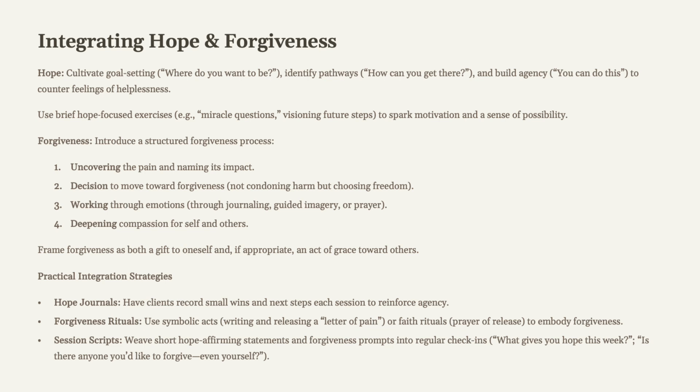First, uncover the pain, right? Have them name the pain and how it may have impacted them. Then help them move to a decision of forgiveness, and let them know that that's not condoning what has happened, but it's a choice that they choose for themselves. Frame the forgiveness as a gift for themselves. And that's really what it is. It's a gift that they're giving to themselves. And it is an act of grace towards the other person. And so you do want to highlight that.